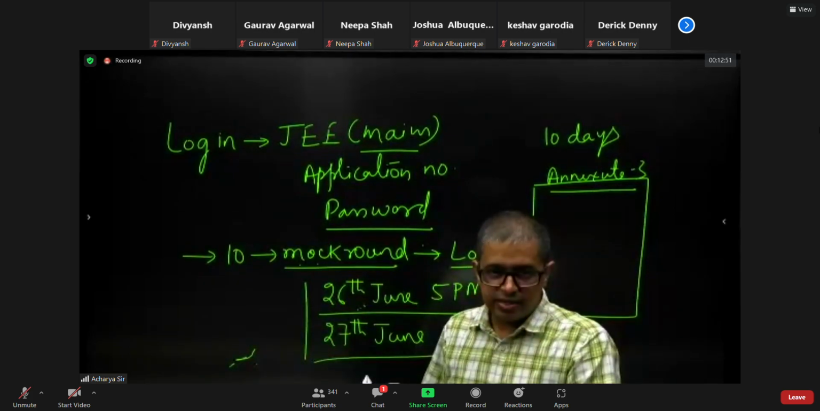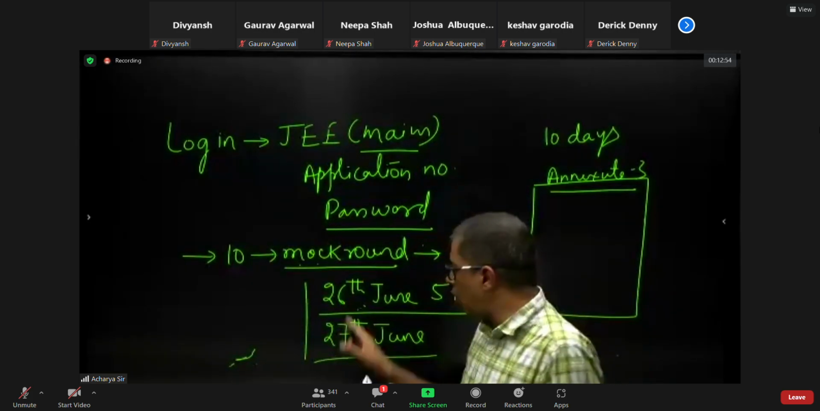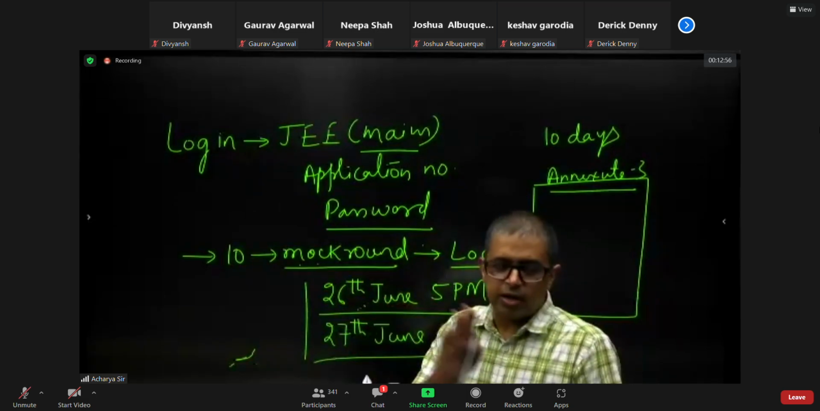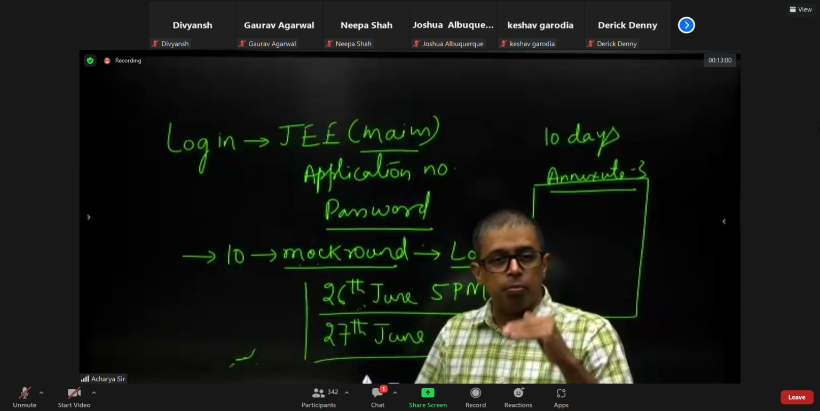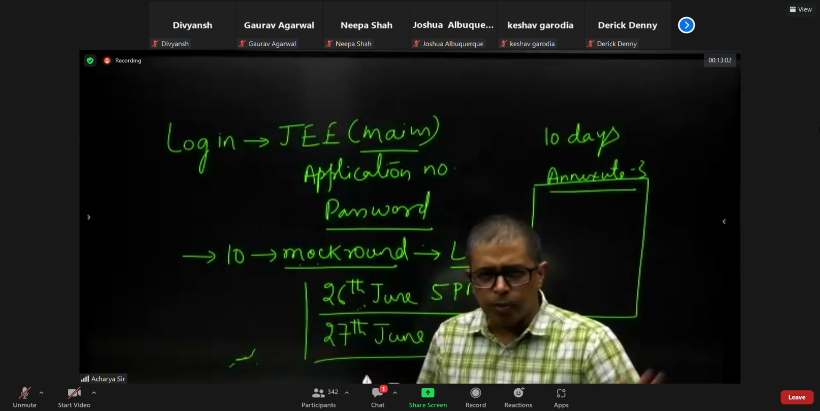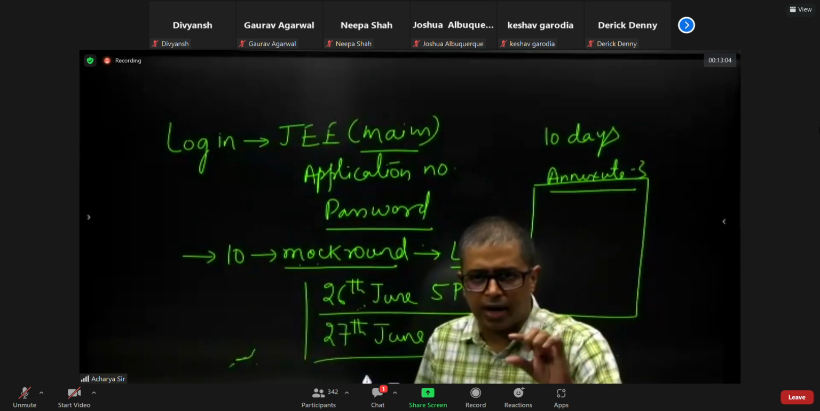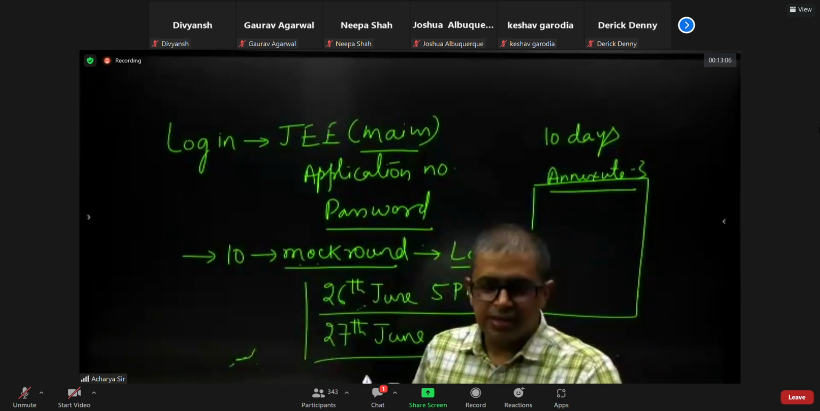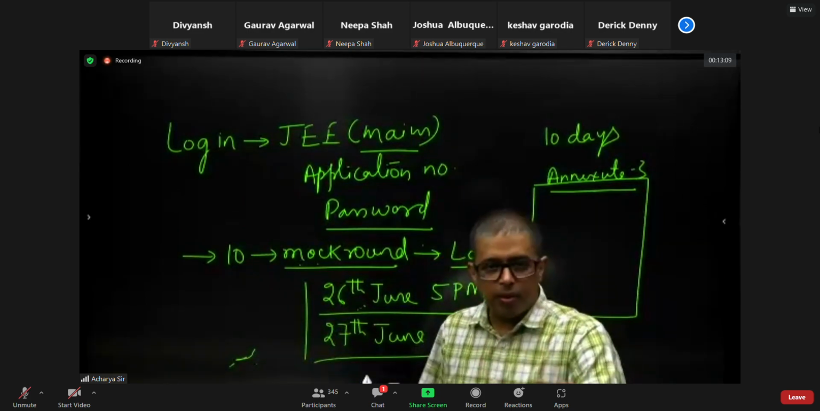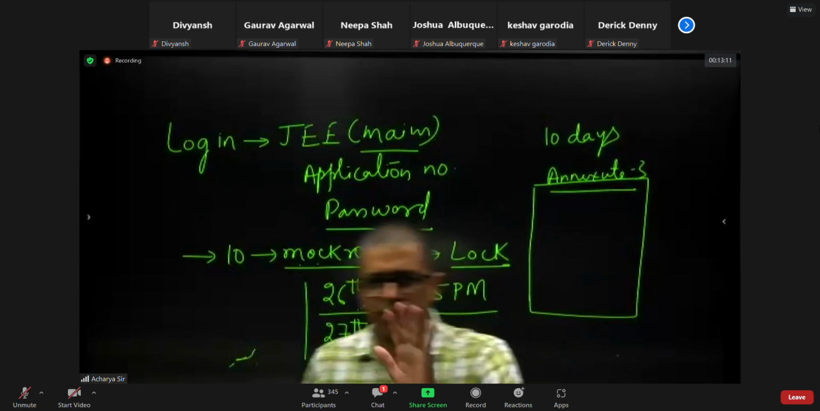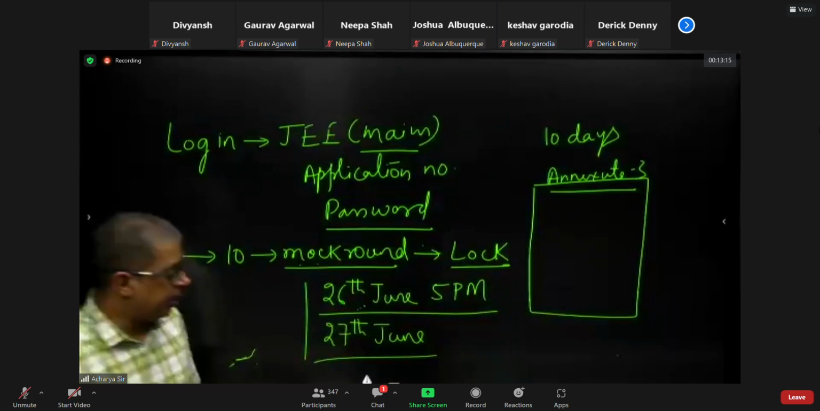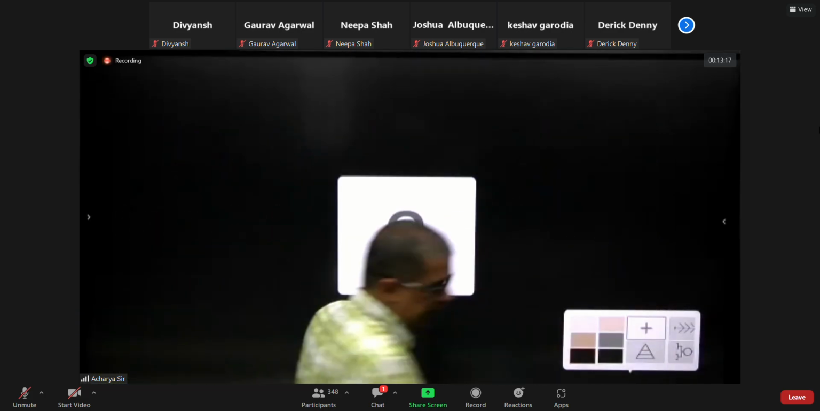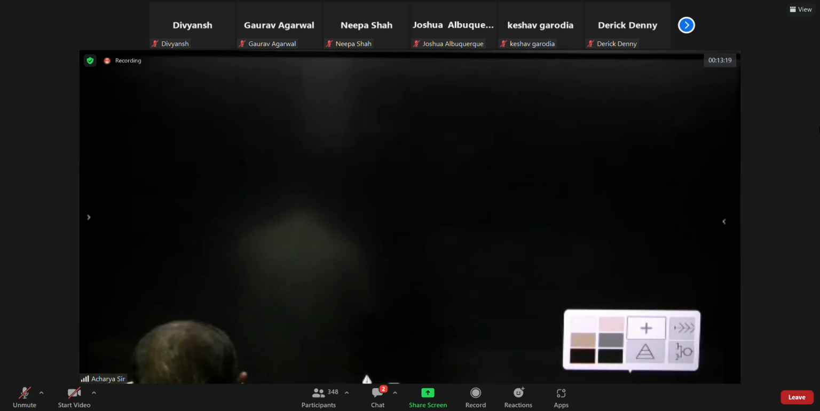Hence, we suggest do not lock the options till 26th evening after the second mock round is over. Once the second mock round is over, you will approximately have an idea what branches you will get. Then lock it. You will be pretty safe with this. This is the first piece of information. Right? Let us go to the second piece of information which will be important here.